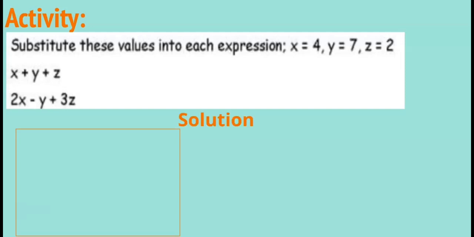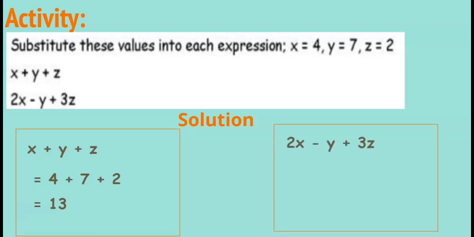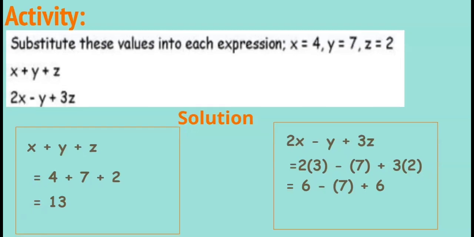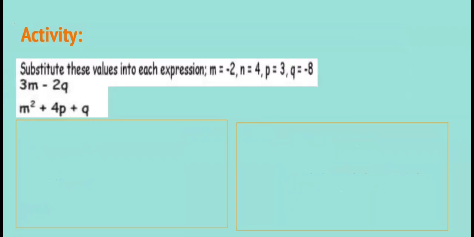All right, so we have x plus y plus z. We're substituting our values and we should get 4 plus 7 plus 2. From here, we can simplify, we get 13. The second one is 2x minus y plus 3z. If we go ahead and substitute our values, we end up with 2 times 3 minus 7 plus 3 times 2, which is 6 minus 7, which when further simplified is 12 minus 7, which gives us a total of 5.